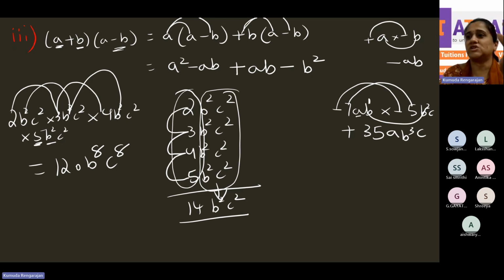Only that number will change. The number before b square and c square will change. And what will be that number? You'll have to total the coefficients, the numerical parts in all the terms. That's all. But if it's multiplication, you should multiply the signs, multiply the numbers, multiply all the b squares, multiply all the c squares. So you will get b raised to some huge power, c raised to some huge power.